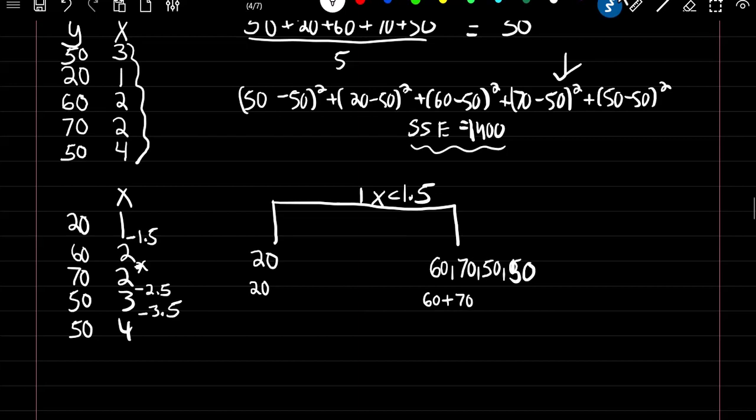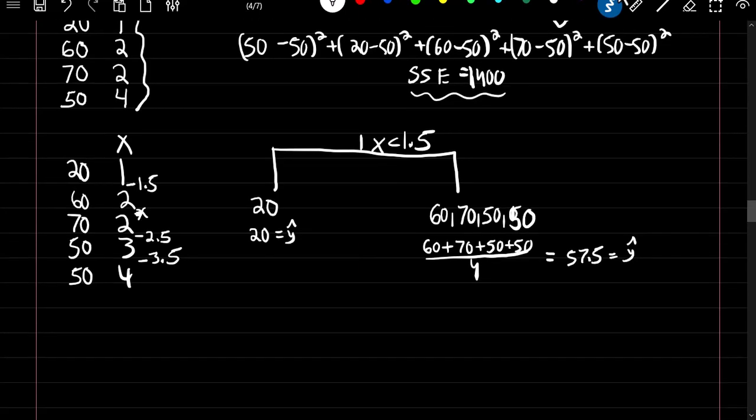Now the predicted values from this split would be, since there's only one observation, the mean is just going to be 20. And then for the right side, we're going to find the mean of these 4 values. So 60 plus 70 plus 50 plus 50 over 4. And we'll get 57.5. And since that's the mean of this side, it's also going to be our predicted value. So on the right our predicted value is equal to 57.5, and on the left side, our predicted value is equal to 20.